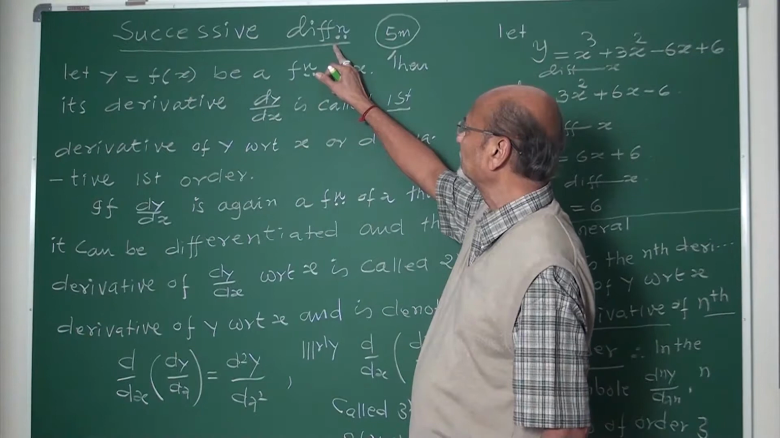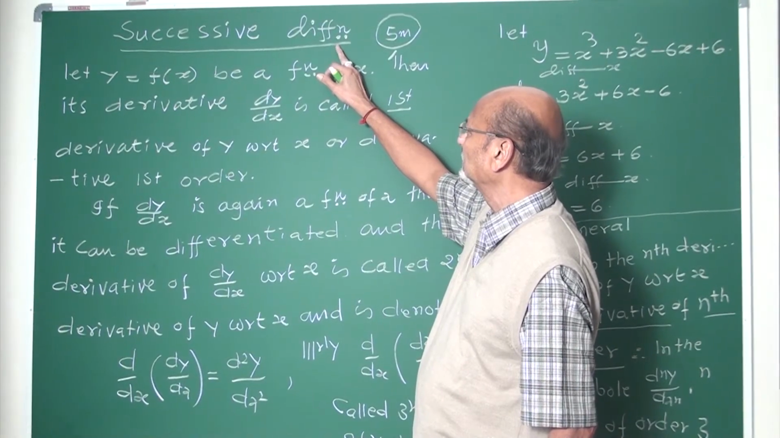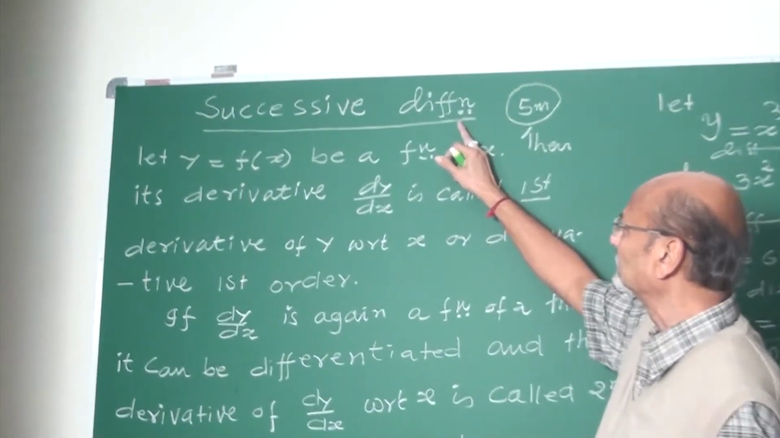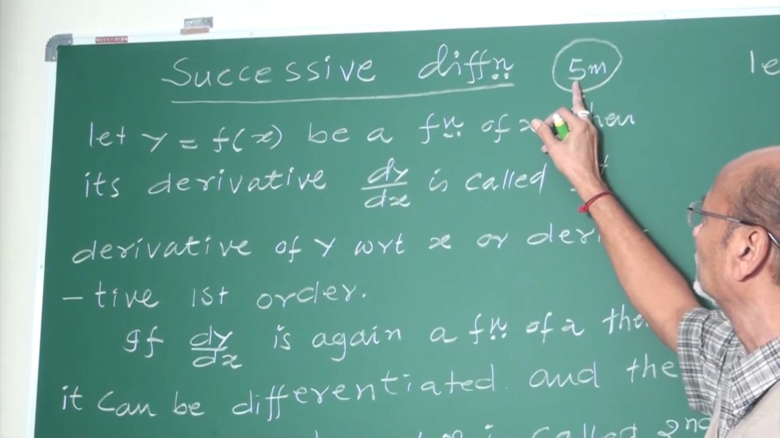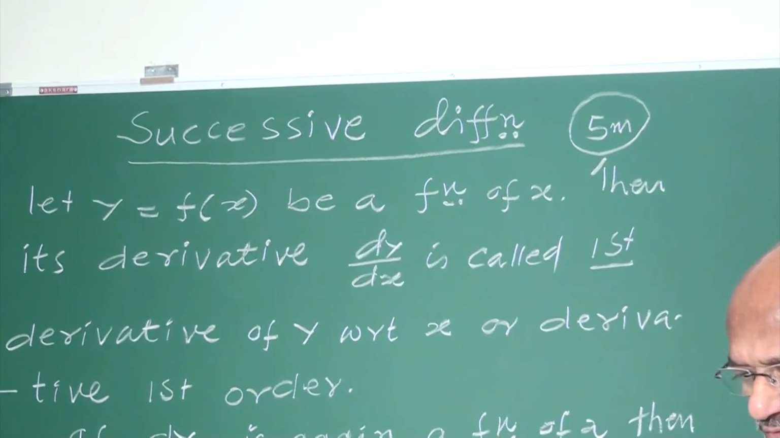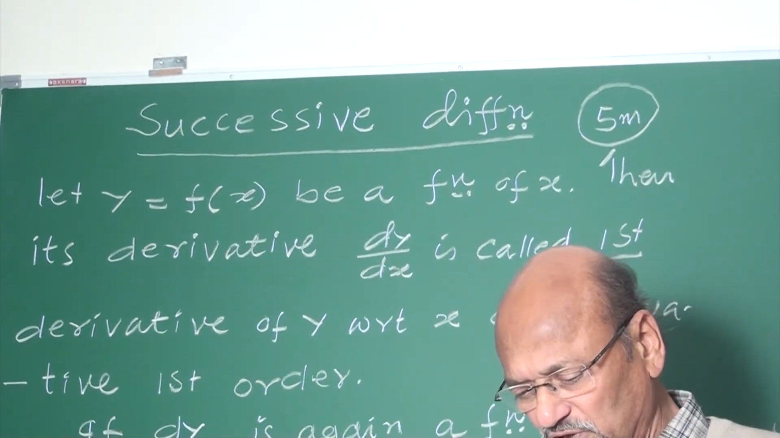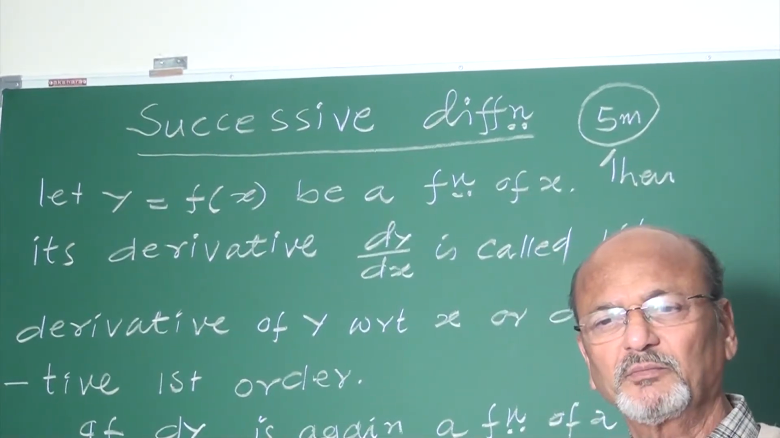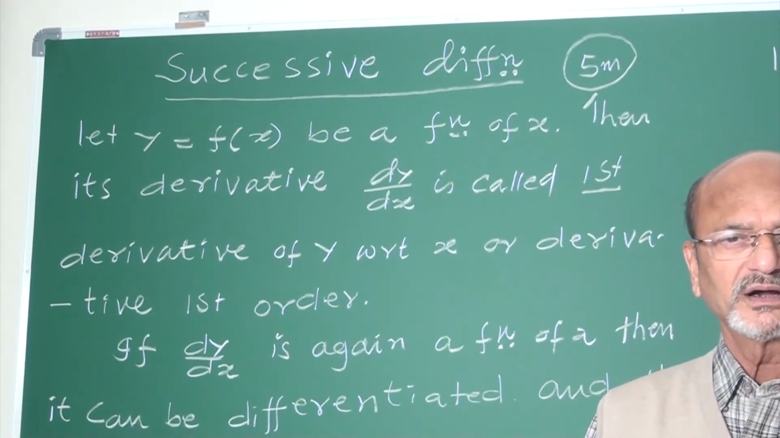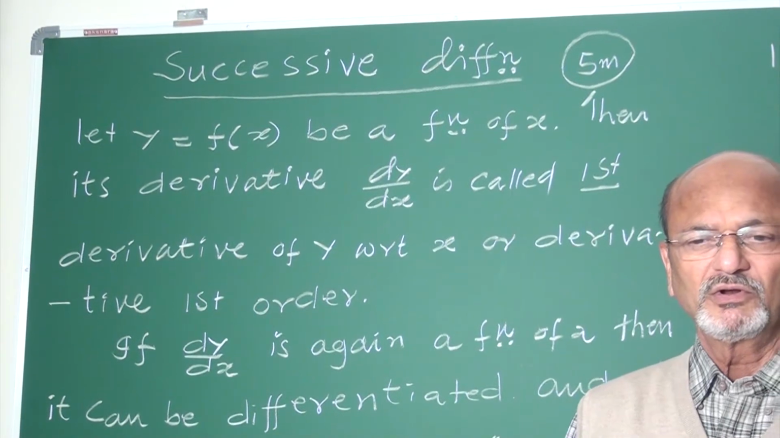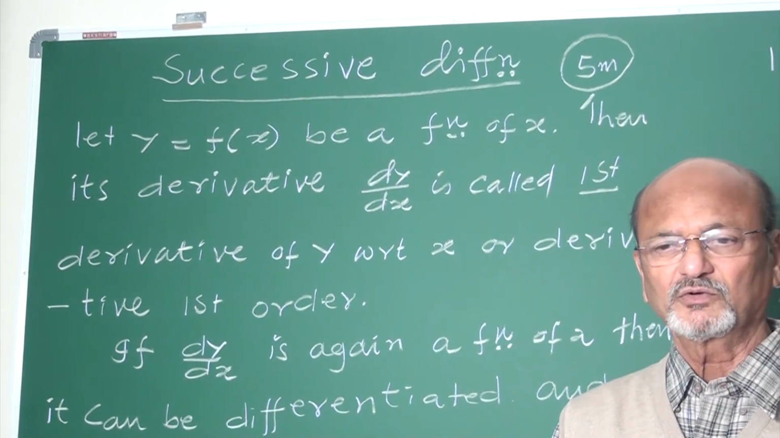Next is successive differentiation. In this, we do some examples. These examples are important under 5-mark questions, with our Karnataka State Model Question Paper. These examples are there in Part D of the question paper. You have one example under the 5-mark question.